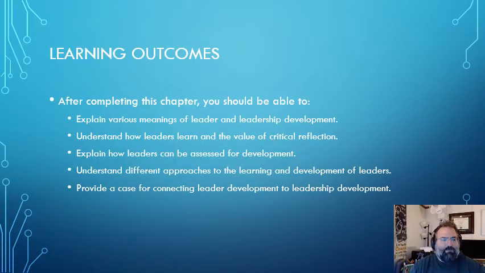The learning outcomes. After completing this chapter, you should be able to explain various meanings of leader and leadership development, understand how leaders learn and the value of critical reflection, explain how leaders can be assessed for development, understand different approaches to the learning and development of leaders, and provide a case for connecting leader development to leadership development.